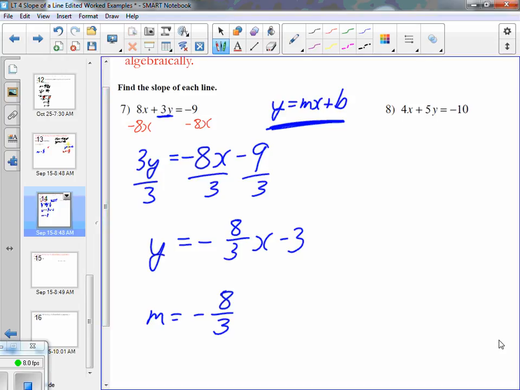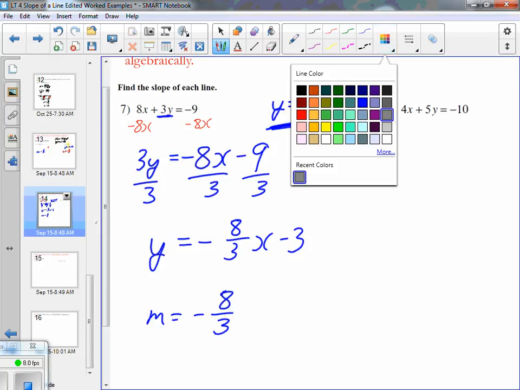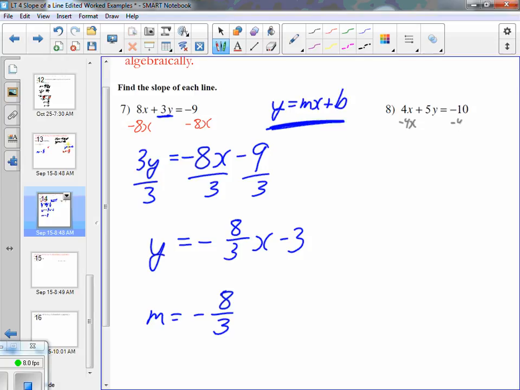All right, let's do number 8 together. For number 8, I want the 5y to stay where it is. So that means I need to subtract 4x from both sides. 4x minus 4x is 0. Copy down the 5y. And then either negative 10 minus 4x or negative 4x minus 10. Negative 4x minus 10. Now we divide everything by 5. And by everything, I mean everything. 5y divided by 5 is y. Now, 5 does not divide into negative 4. I don't care. Negative 4/5 x. And then 5 does divide into negative 10. We get a negative 2.